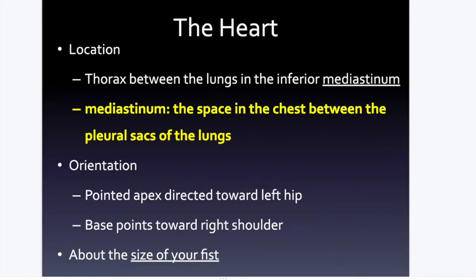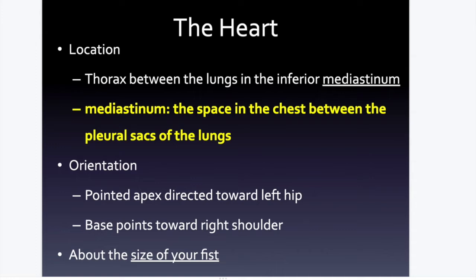Now, if we look at the heart itself, again, a little bit more broad from how the heart functions, and we look at the location of the heart. The heart, as I mentioned before, is in between both lungs in an area that we call the mediastinum. And the mediastinum is just a space in your chest, in the thoracic cavity, in between the pleural sacs of the lungs. So each of your lungs is surrounded by a sac, and in between that, you've got your heart.